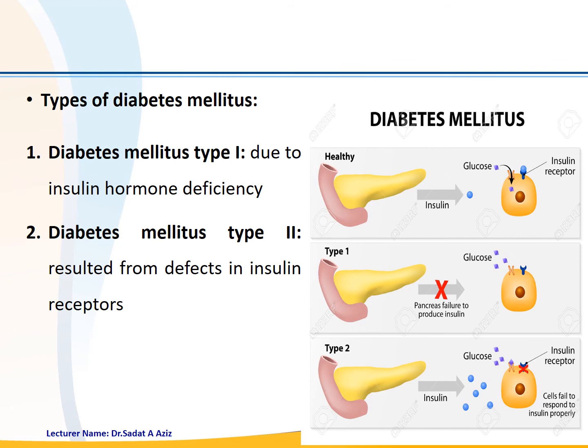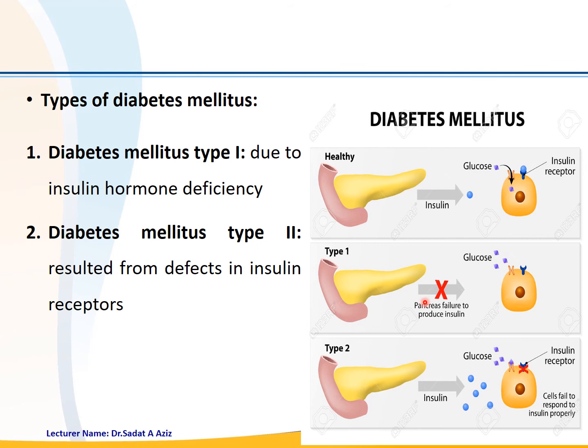Diabetes mellitus type 1 is due to what? Is due to insulin hormone deficiency. So the beta cells of the pancreas cannot produce insulin, or we might not have a sufficient number of beta cells within the pancreas to produce what? To produce insulin. So this leads to the development of type 1 diabetes.